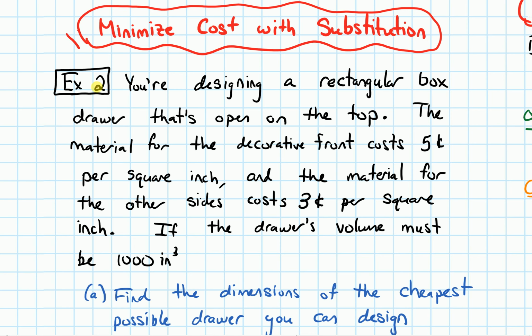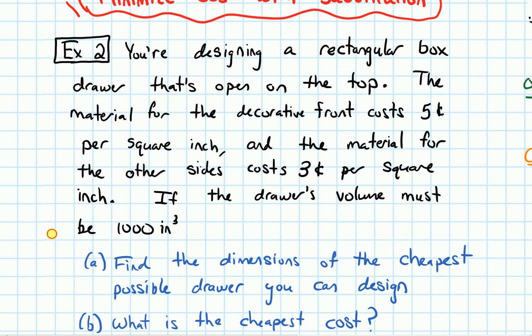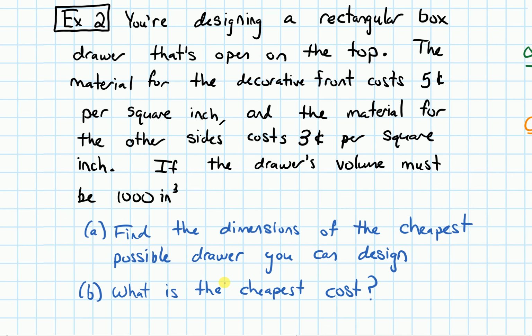So the example says you are designing a rectangular box drawer that's open on the top. The material for the decorative front costs 5 cents per square inch, and the material for the other sides costs 3 cents per square inch. If the drawer's volume must be 1,000 inches cubed, part A asks, find the dimensions of the cheapest possible drawer you can design. And then if I scroll down, part B asks, what is that cheapest cost?